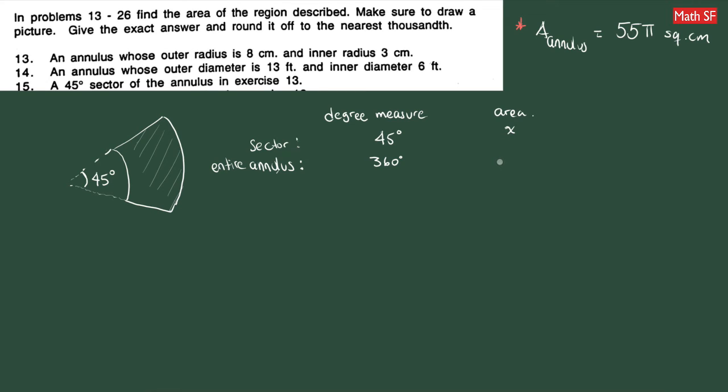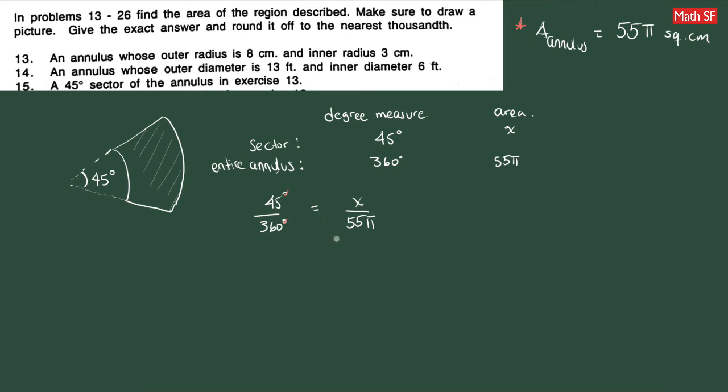And what is the area of the entire annulus? Well, in the previous problem, we found that. That's 55 pi. So we're going to use proportions here. So we get 45 over 360 degrees equal to x over 55 pi. So degree and degree will go away, so pretty much we don't need that degree here.